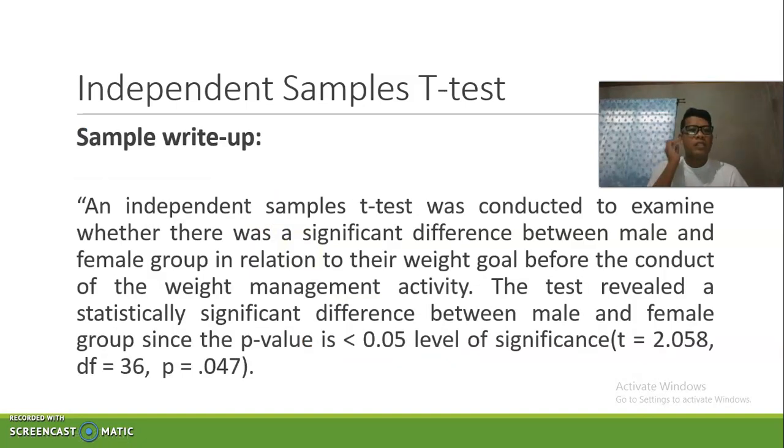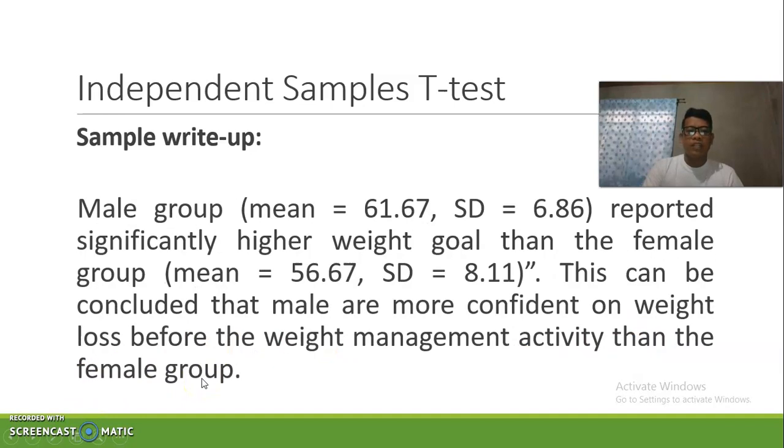So this is now a sample write-up of our activity. An independent samples t-test was conducted to examine whether there is a significant difference between the male and female groups in relation to their weight goal before the conduct of the activity. The test revealed that there is a significant difference between the male and female groups since the p-value is less than the 0.05 level of significance. Then we report the t-value, the degrees of freedom, and the p-value. The male group reported a significantly higher weight goal than the female group. This can be concluded that the males are more confident about weight loss goals before the weight management activity than the female group.